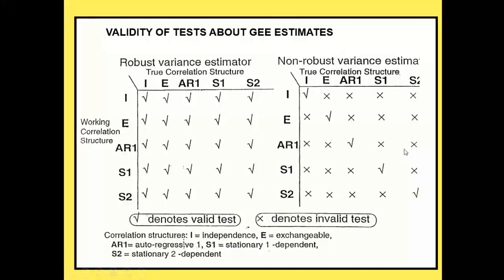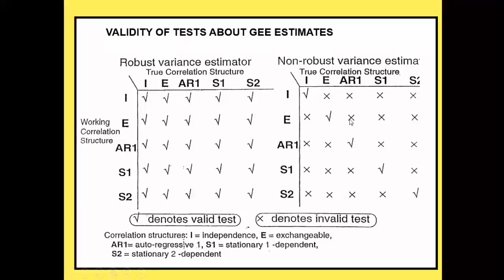But you notice the one on the right. Look at the table on the right. So suppose I use a non-robust variance estimator, and the true correlation structure is AR1, and my working correlation structure is exchangeable. Why do I have an X over here? Why do I have an X here and a check here? That's what I'm trying to get you to. It's really the same. I'm saying the same thing. Why is there an X? Or let's put it this way. Why is the X over here?